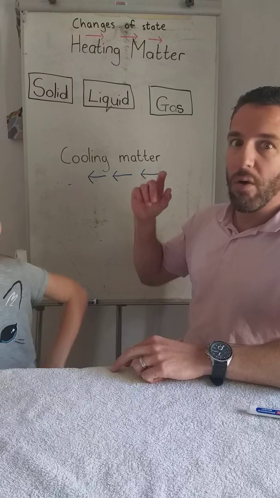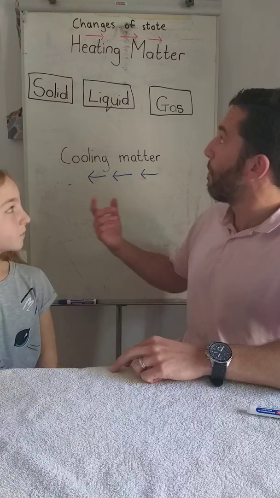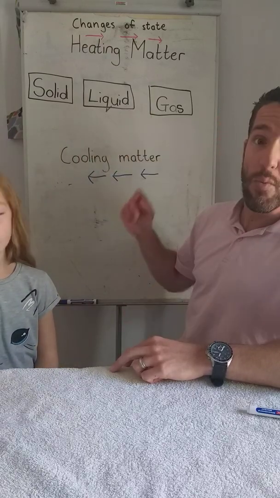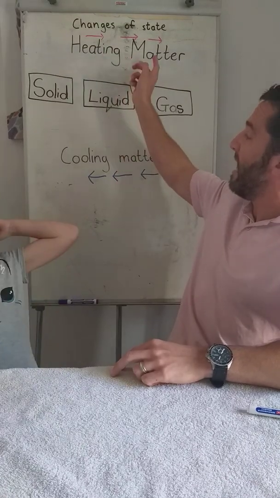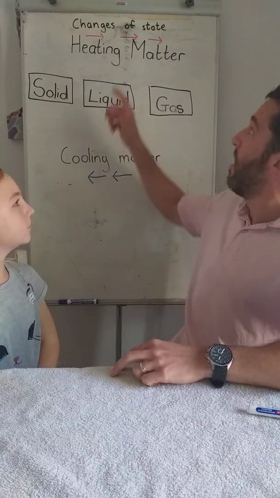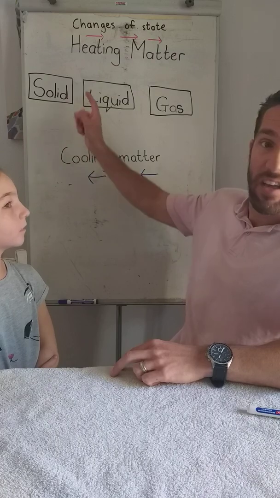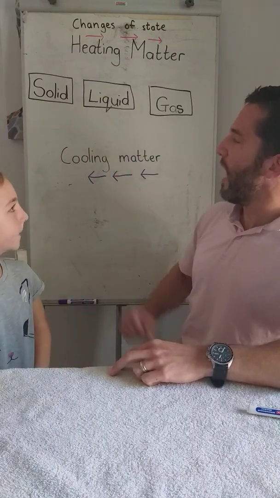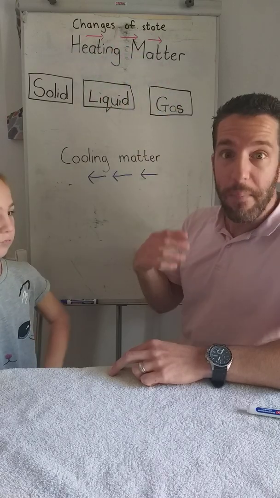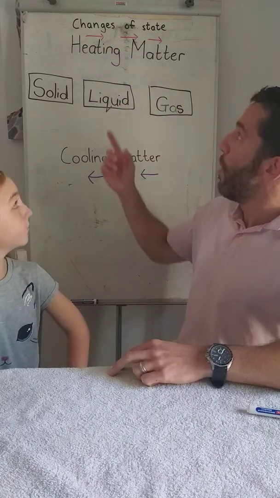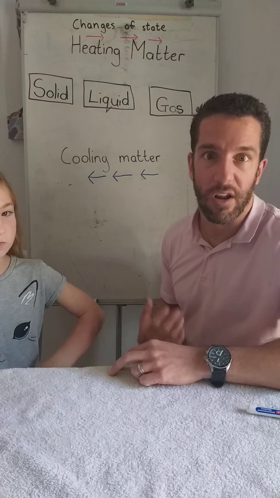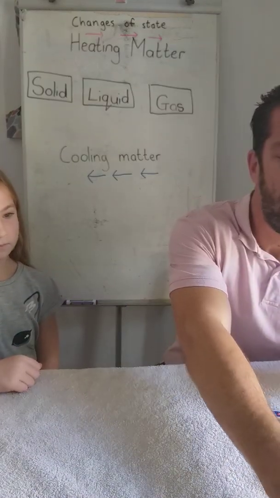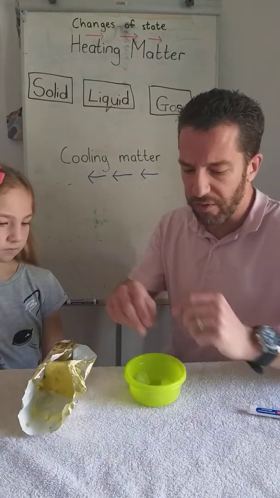Okay, so we were looking at the properties of solids, liquids, and gases. Today, we're going to be looking at how adding heat or taking away heat can lead to a change of state in a solid, liquid, or gas. The first one to look at now is how by adding heat to matter, we can change the state. And I've got two examples here of a solid.